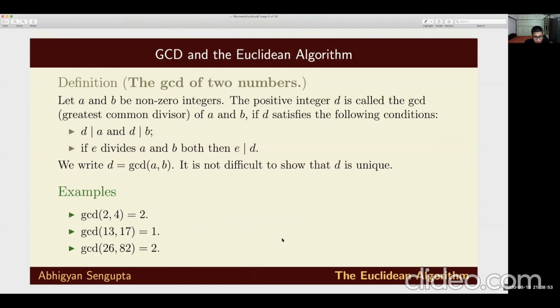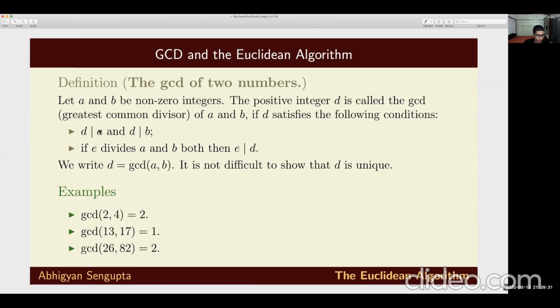The GCD of two numbers. So if we take two non-zero integers, say a and b, a positive integer d is called the GCD or the greatest common divisor of a and b if it satisfies the following conditions. So d has to divide both a and b, and if e is another common factor of a and b, then e has to divide d. Only then we can write d as the GCD of a and b. It is not difficult to show that d is unique, and I leave this as an exercise for now.